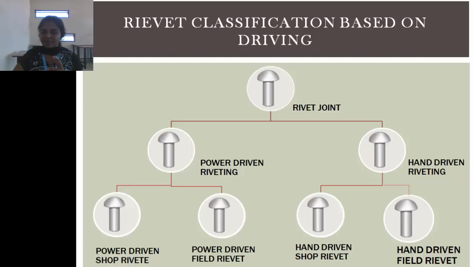Riveted connection. Riveted connection can be classified into two types basically based upon how it is driven. So it is like power driven riveting and hand driven riveting. Power driven riveting is further classified into shop riveting and field riveting. Hand driven riveting is further classified as shop riveting and field riveting.